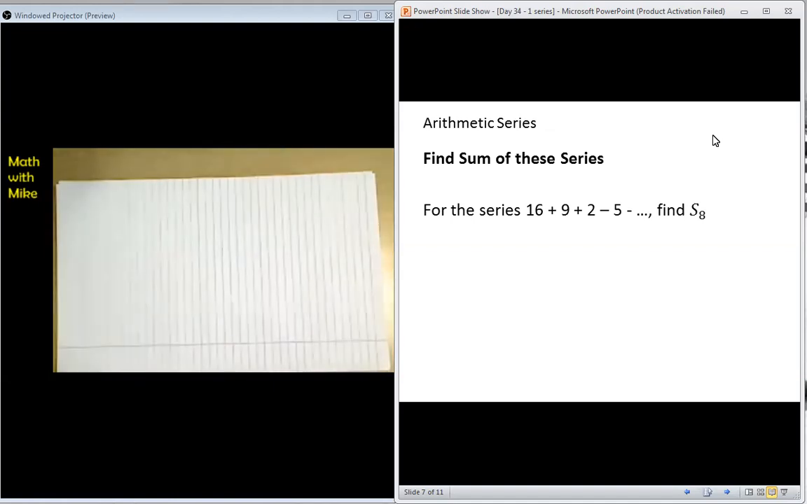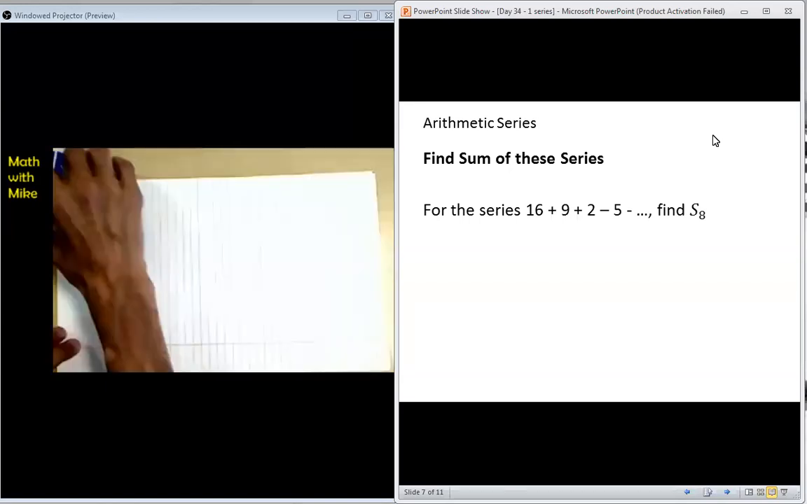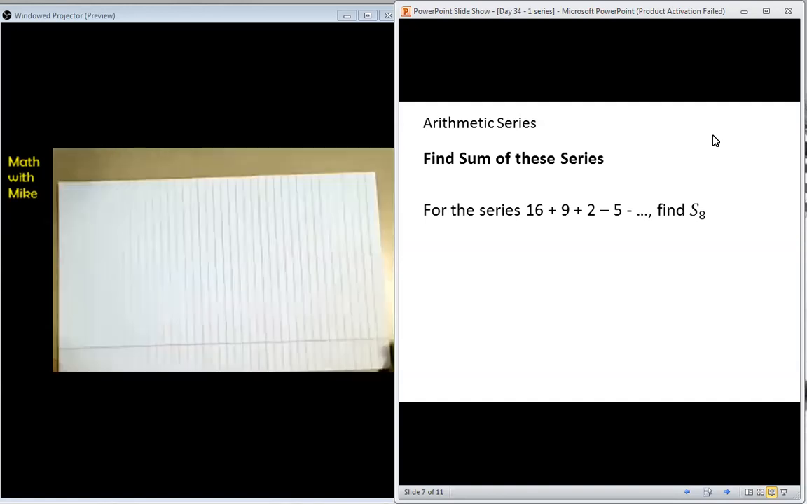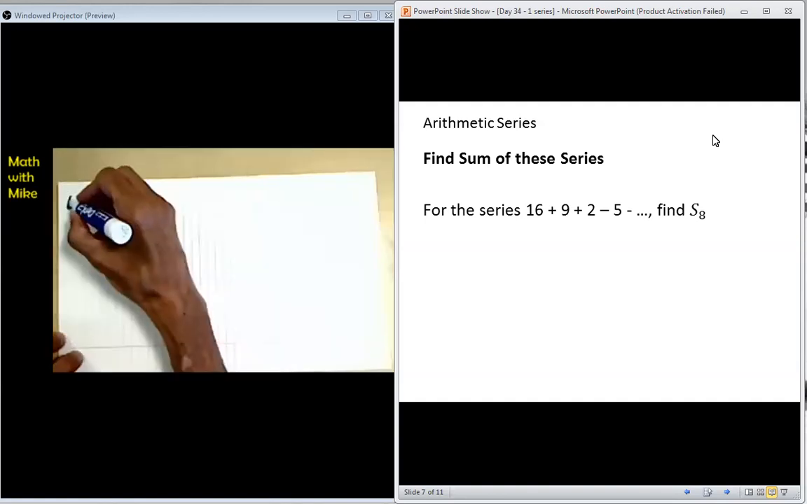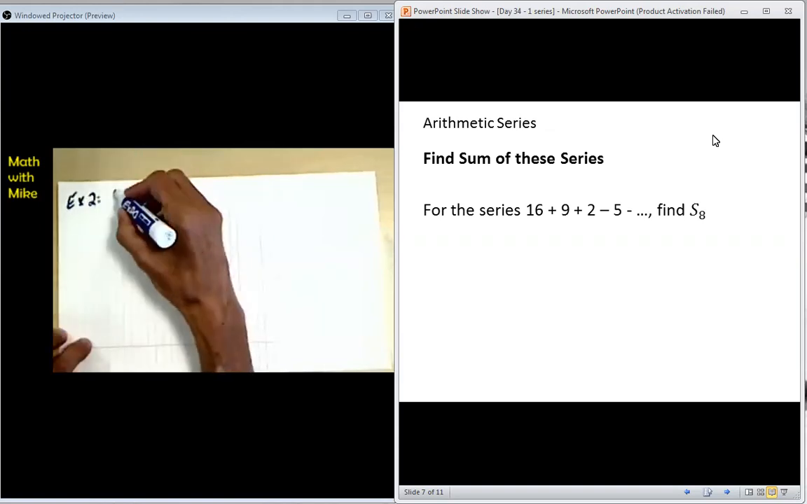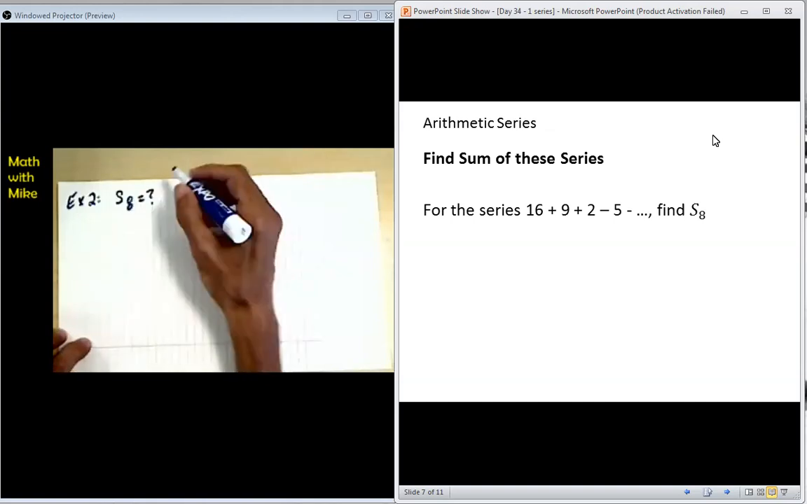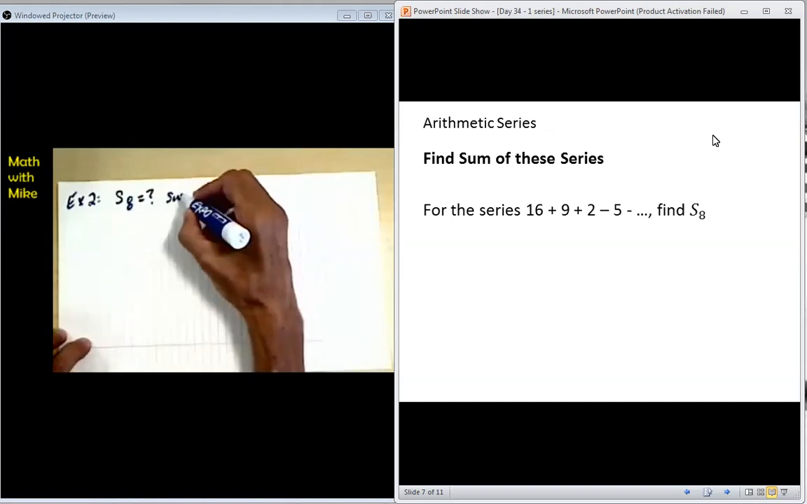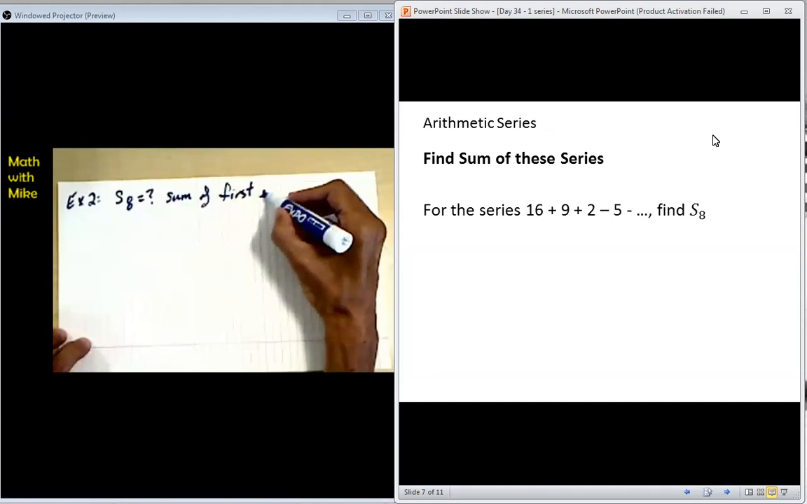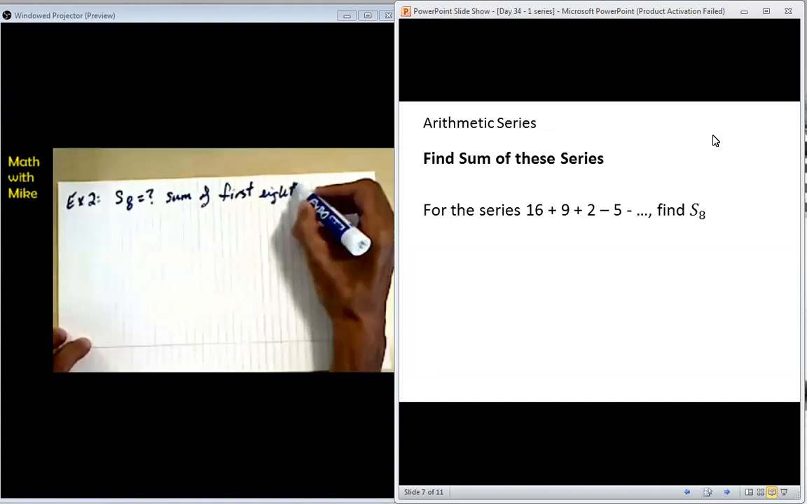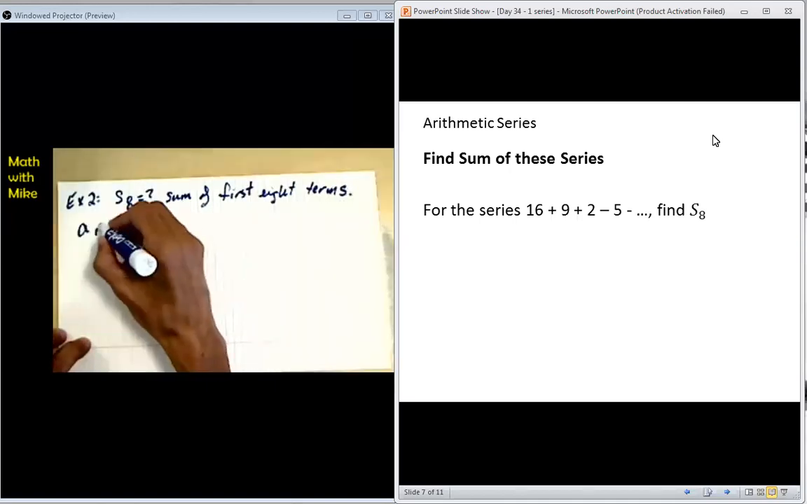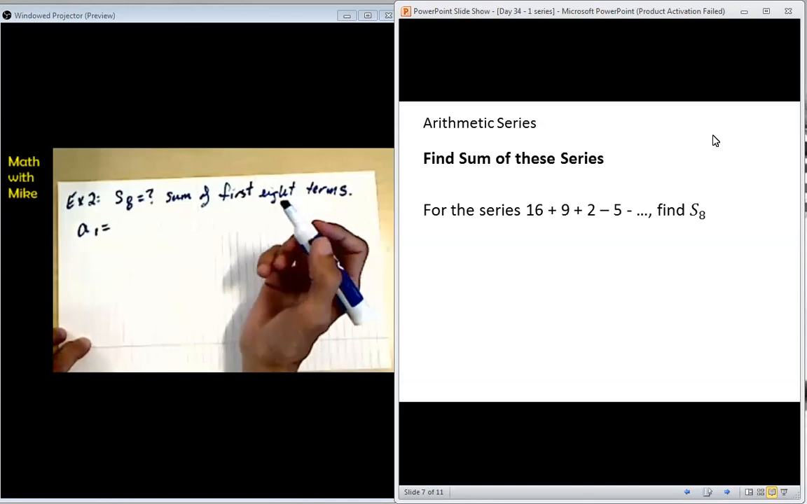Yeah, D is going to be a little workout, especially with the integers and stuff. So you start thinking about it while I get caught up to you all. S8 again is equal to what? So sum of, importantly, the first 8 terms, right? Okay, we got A1. That's how much? 16, okay.